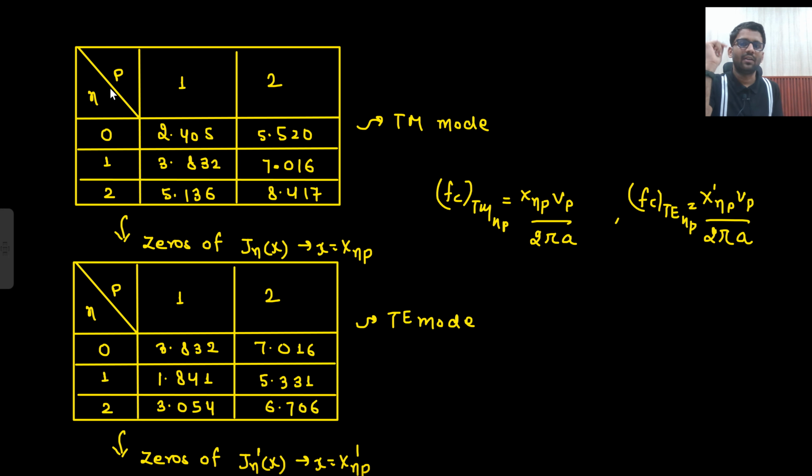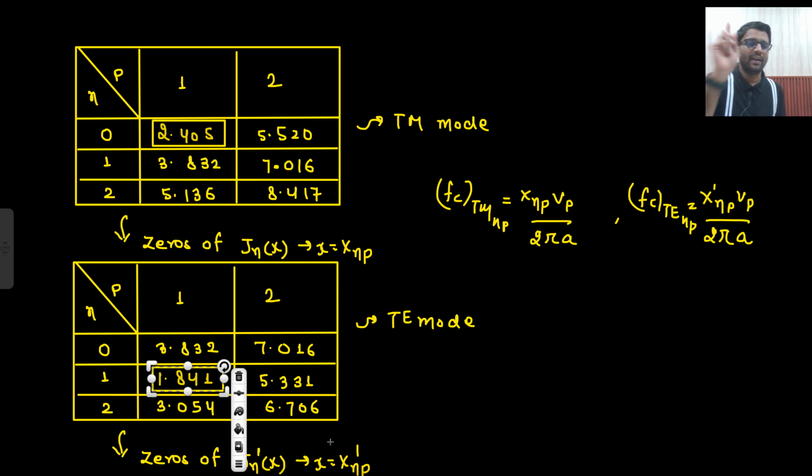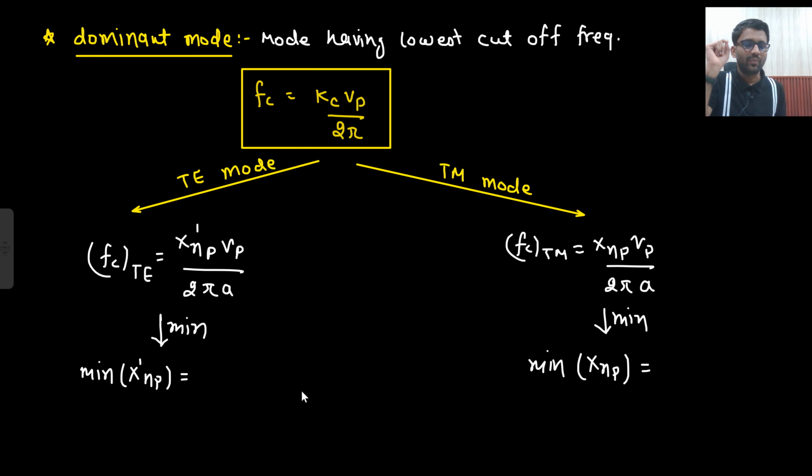If you remember the table, what is the minimum value of XNP? That is 2.405. And what is the minimum value of X dash NP? That is 1.841. In the last lecture, I asked you to remember these two values, right? So the minimum value of X dash NP is 1.841 and the minimum value of XNP is 2.405.